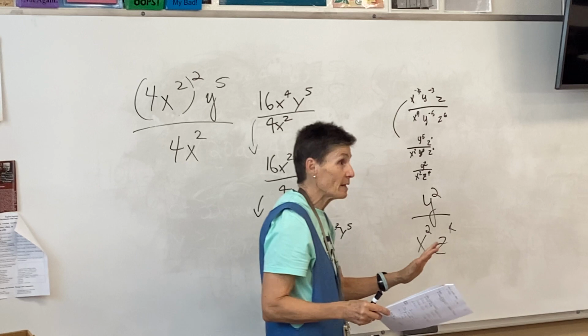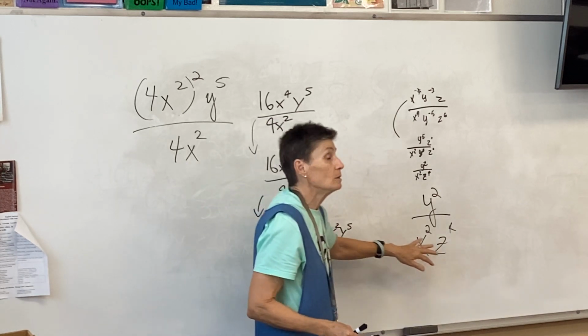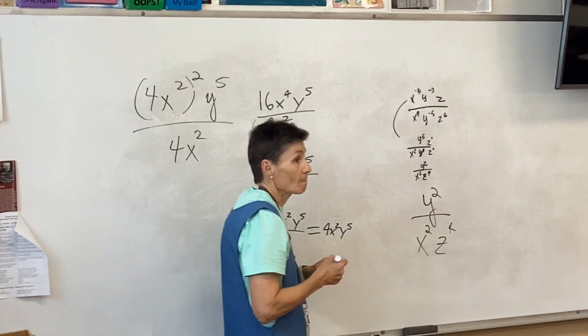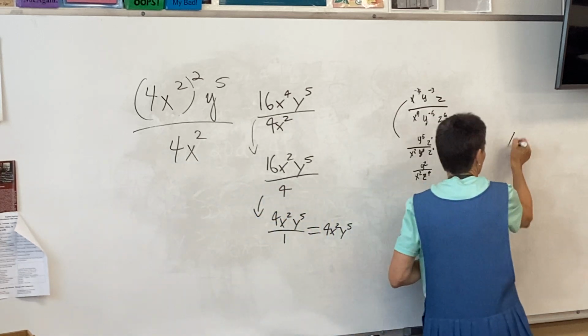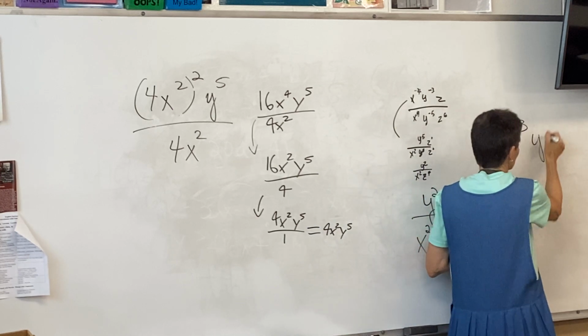Now, wait. Have we agreed this is the answer? No. No, I guess we have not. So what did you do, what did you get? I couldn't hear you. X to the third, y to the third over z to the fifth.